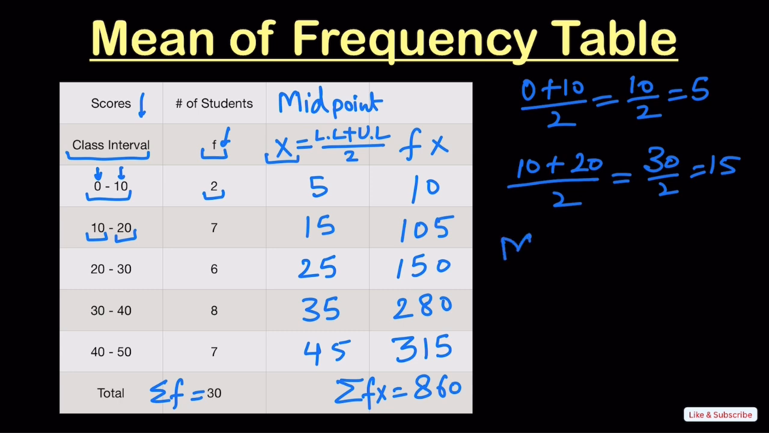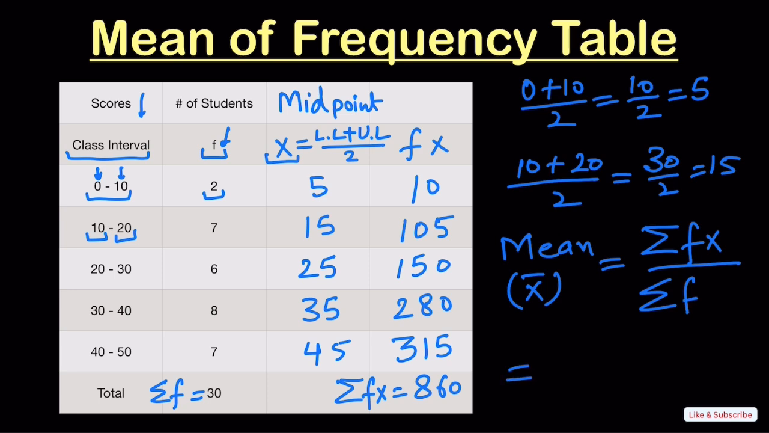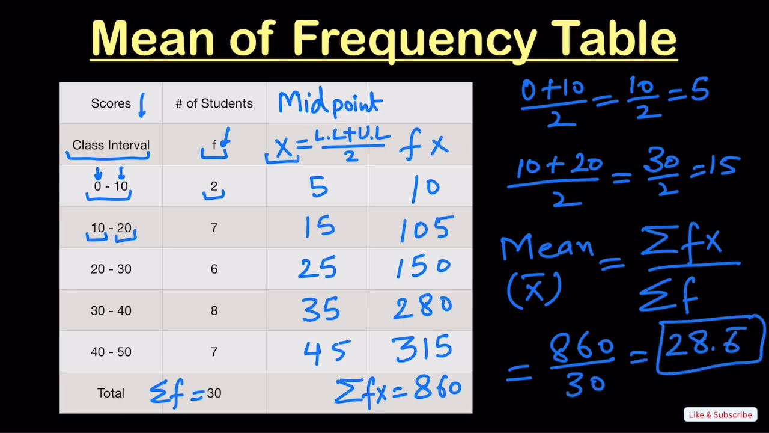Same thing, we need to find the mean. Mean has the notation x bar, which is equal to sigma fx over sigma f. Now what is sigma fx? That's 860 divided by 30. When you divide them, you get 28.6 repeating, and that's your answer in this case. So this is how we find the mean of the group data or the frequency table.